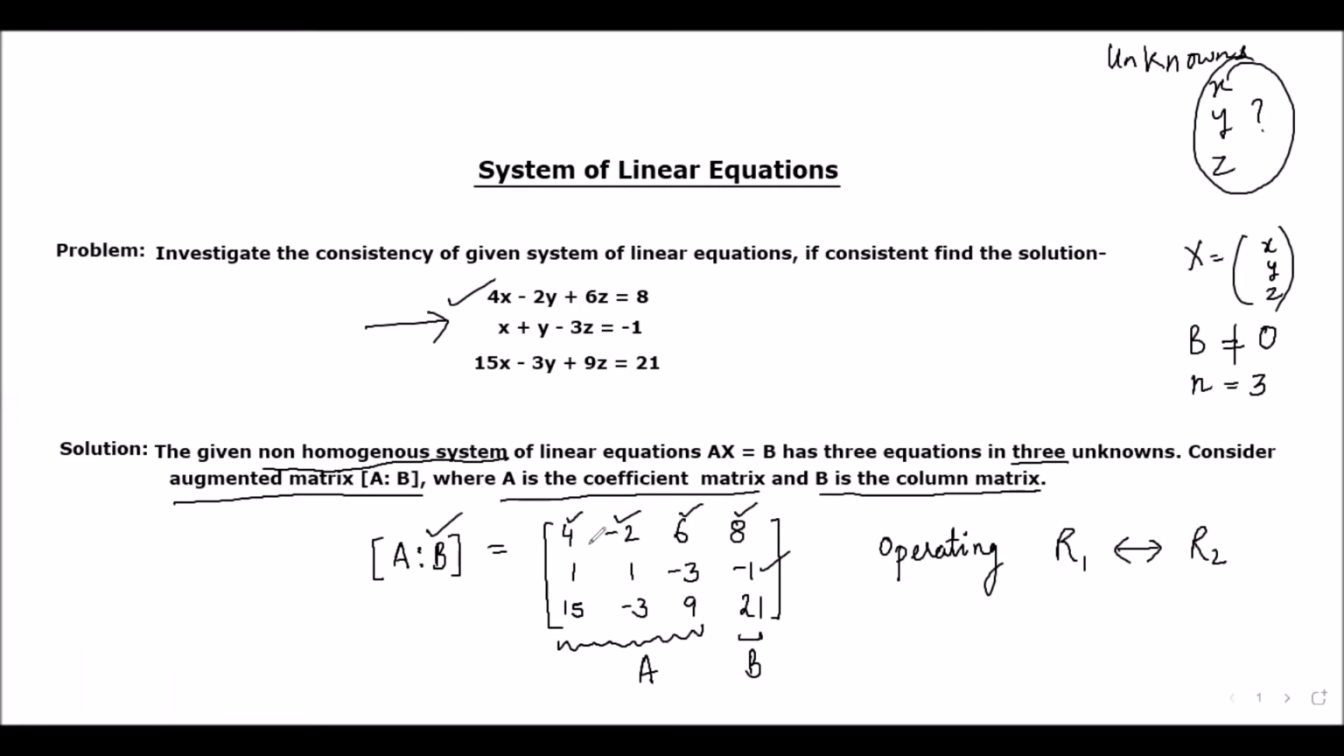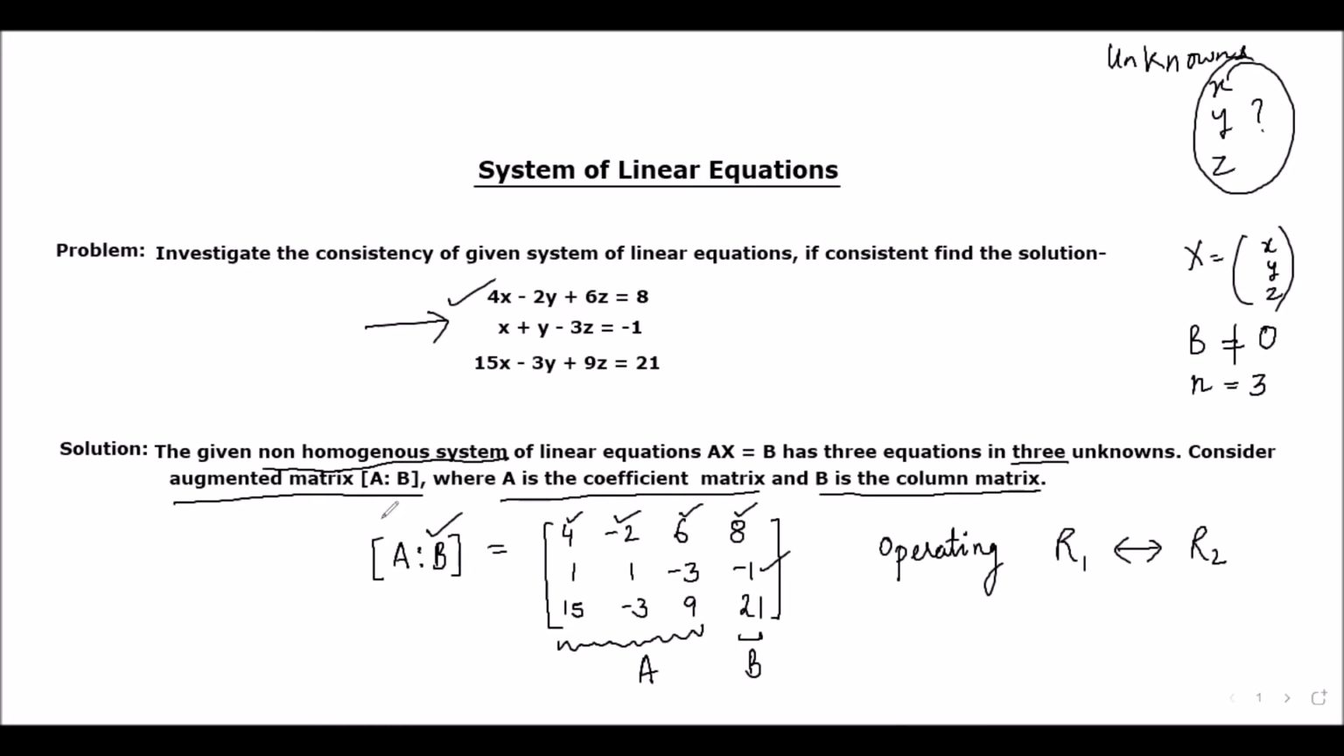On the basis of the ranks of these two matrices, we will conclude about the consistency of the given system. If the rank of the augmented matrix and the rank of the coefficient matrix are equal, the system will be consistent. It may be the case of a unique solution or infinitely many solutions. But if the rank of the augmented matrix is not equal to the rank of the coefficient matrix A, the given system is inconsistent. It cannot be solved further. It will be the case of no solution.